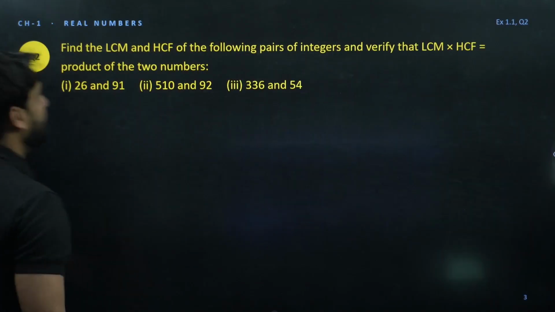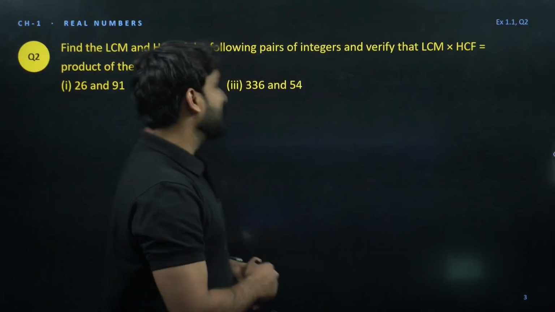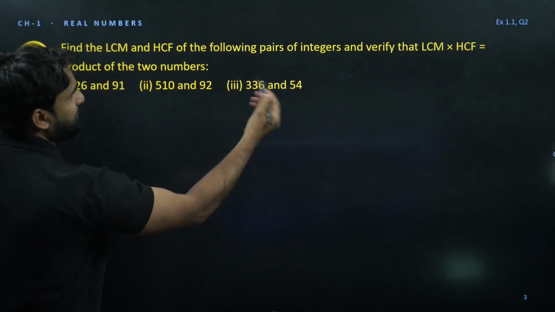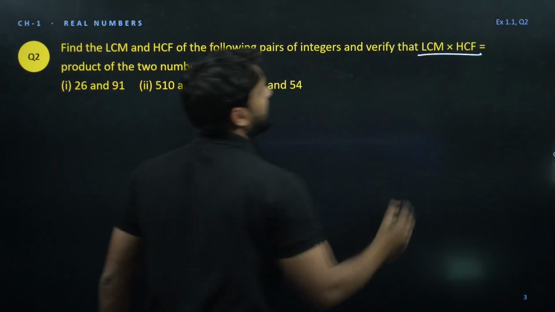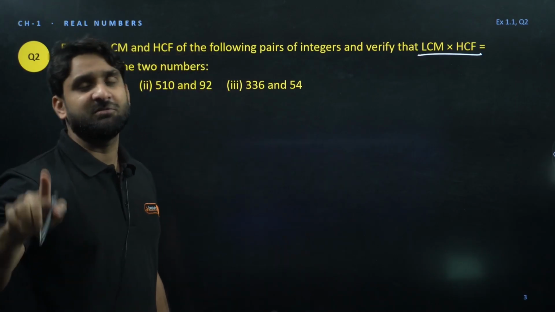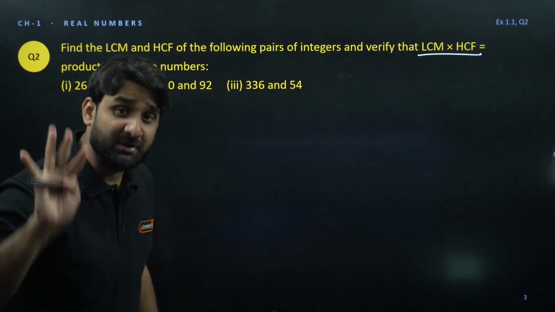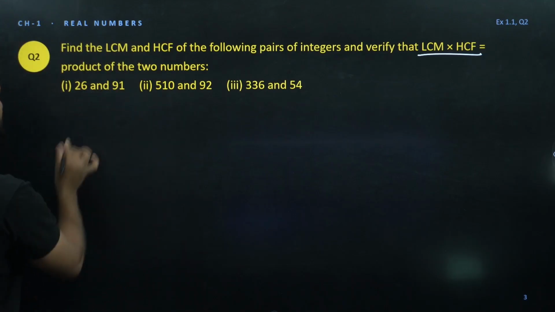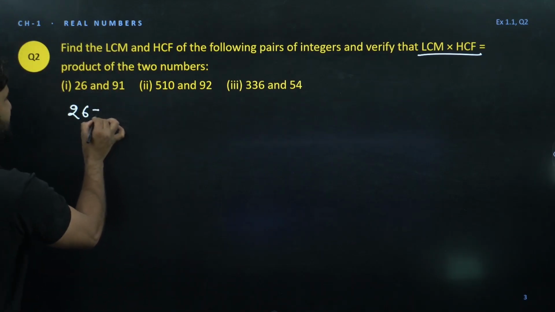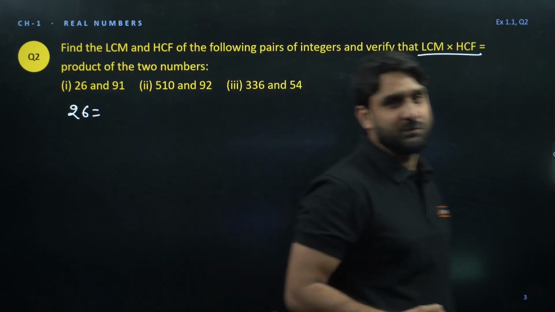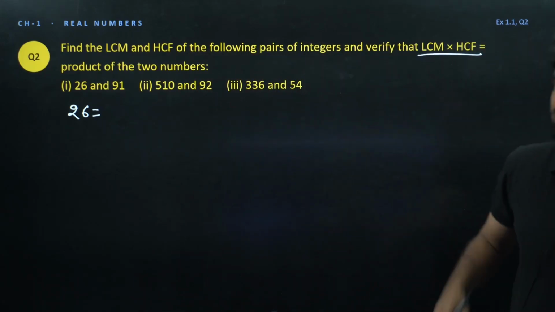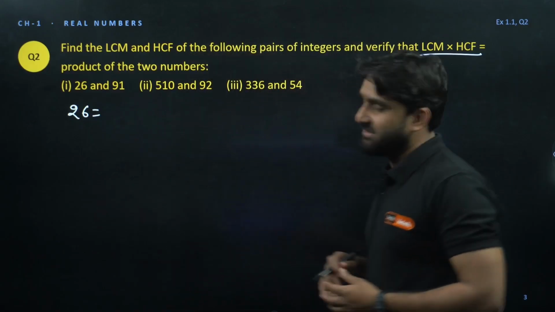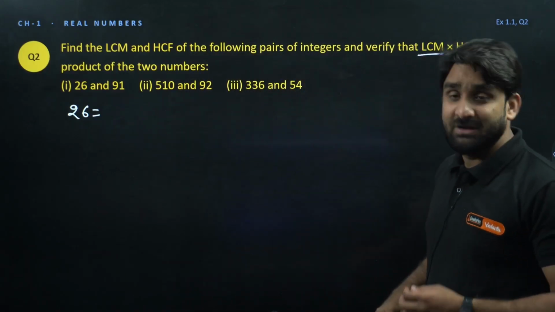Clear, everyone? Moving ahead. Okay, now let's find the HCF and LCM of the following pairs and verify this formula: the product of HCF and LCM of two numbers is equal to the product of the numbers themselves. This is the rule. So let's first find out the HCF and LCM. To find the HCF and LCM, we have to apply the prime factorization method, I hope you guys know it. So by using the prime factorization method, we are going to find the HCF and LCM here.